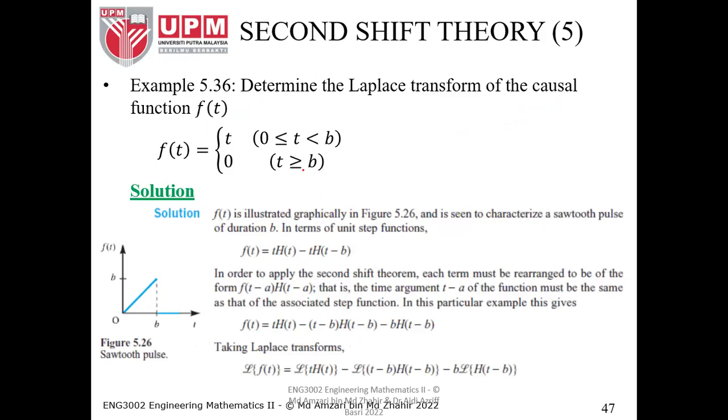In terms of mathematical calculation, how it works: determine the Laplace transform of f(t). You have two functions: the first is t, where t is from 0 to b. The second function is 0, where t is above b. What you need to do is create the function first. So f(t) is t times H(t) minus t H(t − b). In order to apply the second shift theorem, each term must be rearranged to be in the form f(t − a) H(t − a). The time argument t minus a of the function must be the same as the associated step function.